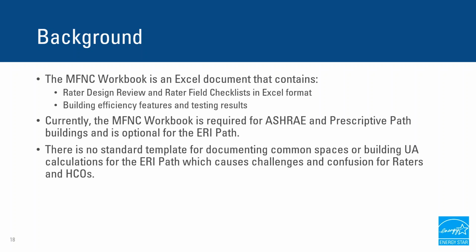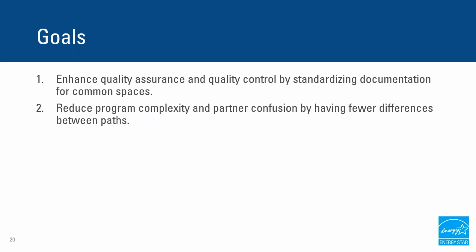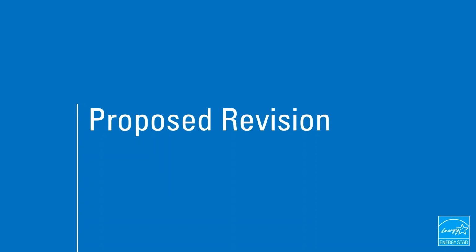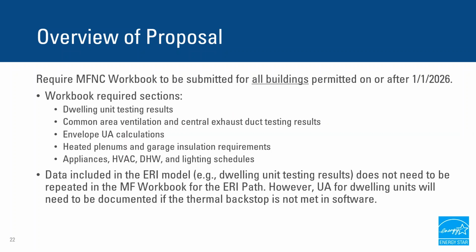We've heard from providers that it can be challenging to know whether buildings have met this requirement, and for raters to know how to document meeting all of the common space requirements. So we are aiming to enhance the quality assurance and quality control of the program by standardizing the documentation for common spaces, as well as reducing complexity by having fewer differences between the program paths. So the proposal is to require the workbook be submitted for all buildings permitted on or after January 1st, 2026.